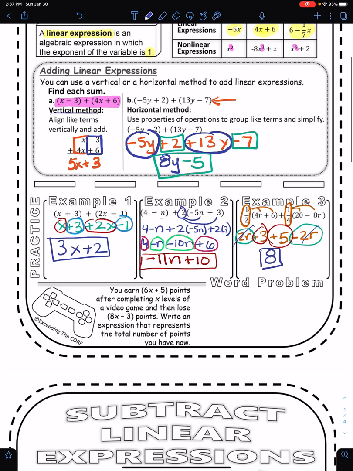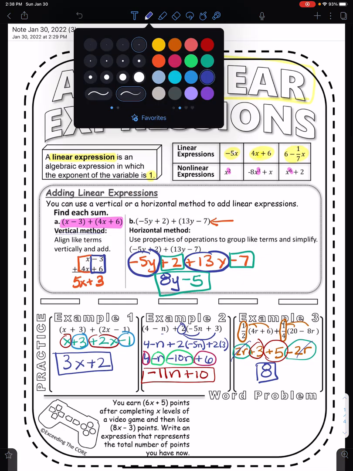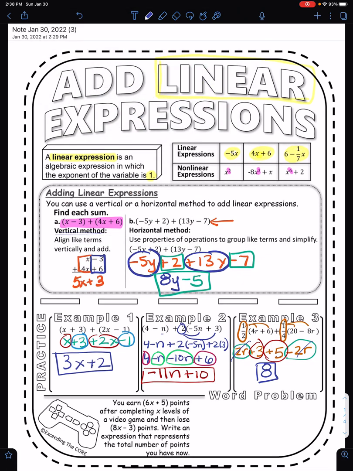All right, lastly here, we're going to do a word problem. You earn 6x plus 5 points after completing x levels of a video game and then lose 8x minus 3 points. Then you lose them. This one is subtraction, which is what we're learning in the next set of notes. So I'm going to hang on to this word problem and do it with our next video when we talk about subtracting expressions. So this is it for adding expressions. Thanks for watching.